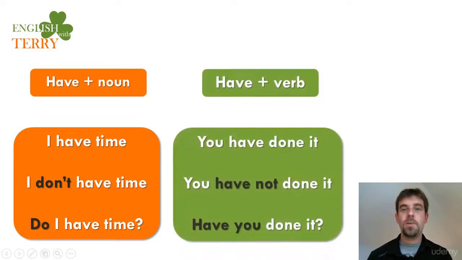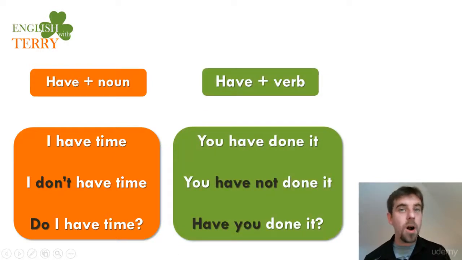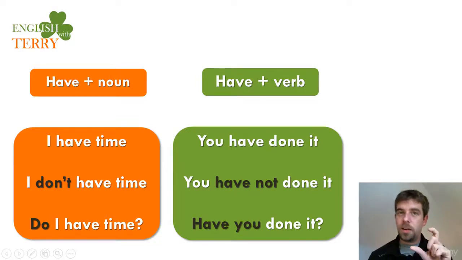Because here, the verb have is now an auxiliary verb, and you can see: you have done it, okay? You have not done it. Here is where it is different. You have not done it, and then, have you done it? So sometimes have is a main verb with don't, do, does, etc., like a do verb, and sometimes it is like a modal verb. How do we know?